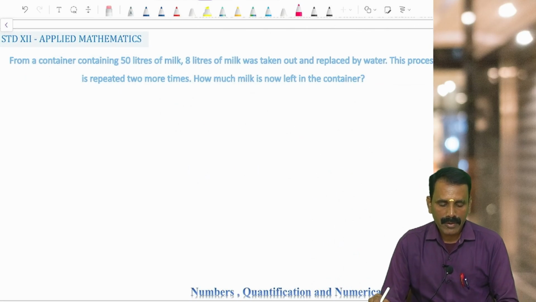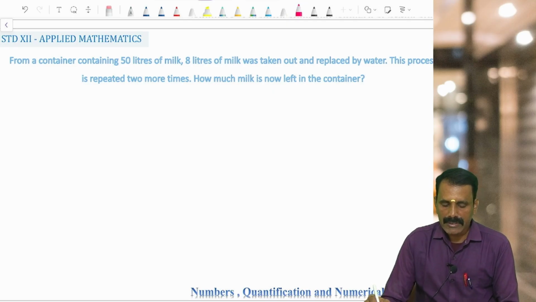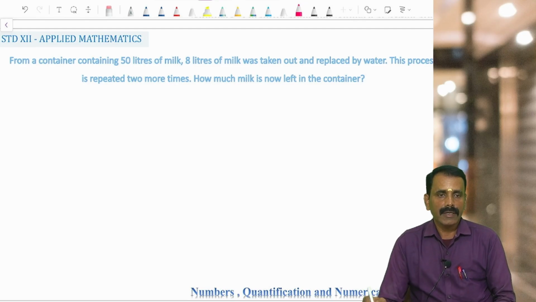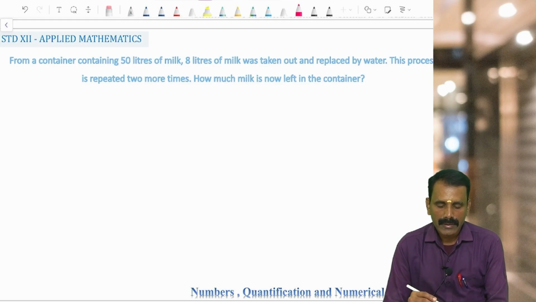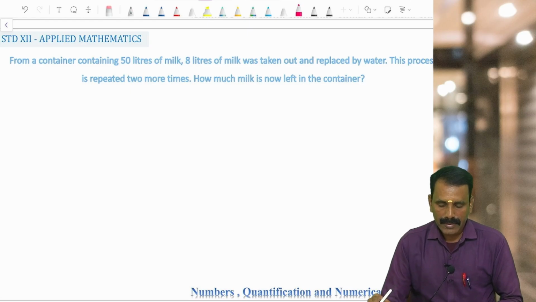Hi students, today we are going to see another problem. From a container containing 50 liters of milk, 8 liters of milk was taken out and replaced by water. This process repeated 2 more times. How much milk is now left in the container? So we are having 50 liters of milk, and every time we are going to replace 8 liters of milk with water, and we are going to perform this one for 2 more times. Then we are going to find out the quantity of milk present in the container. Okay.